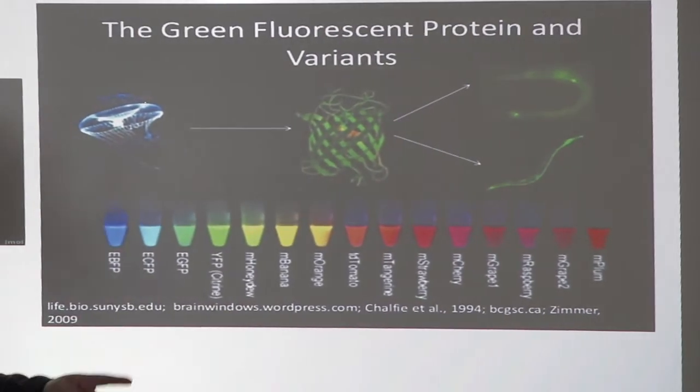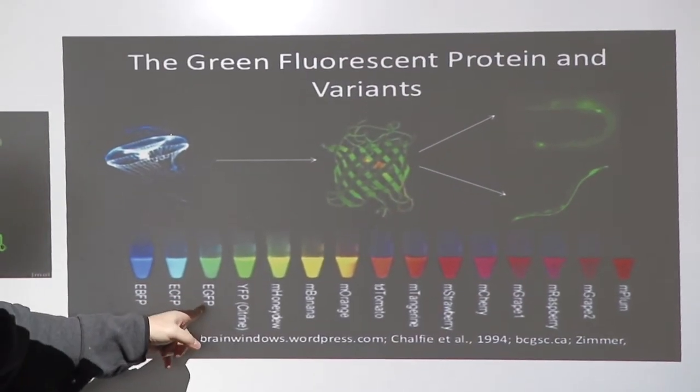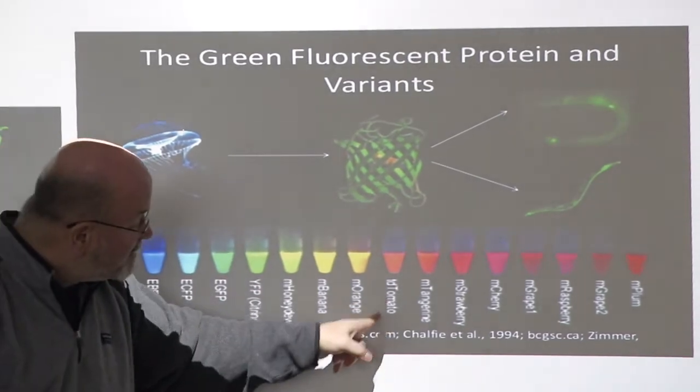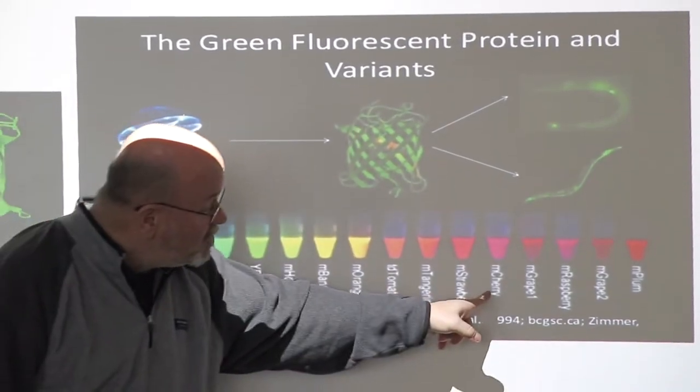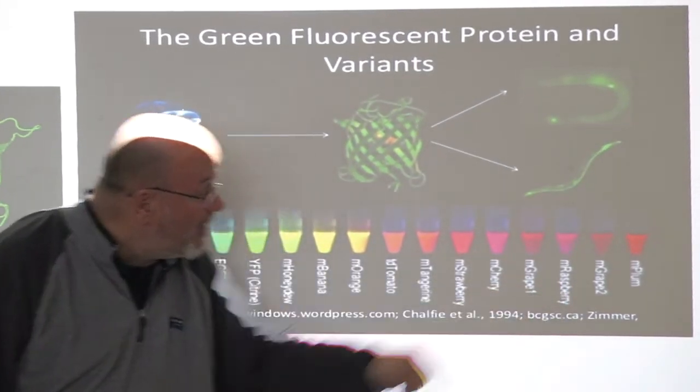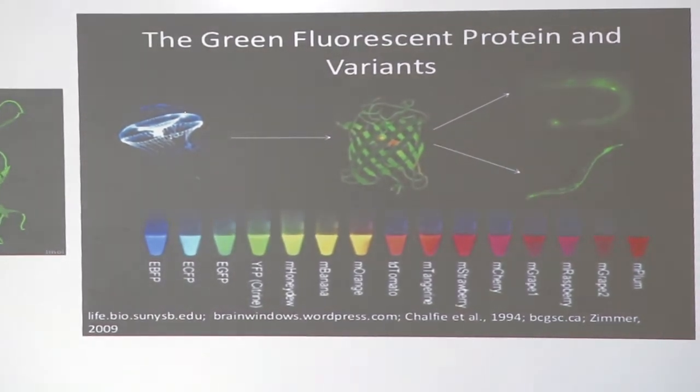And today I brought some of these. I've got CFP, GFP, YFP. I've got something like deep tomato, cherry, and I've got a really deep raspberry one here for you guys to work with.